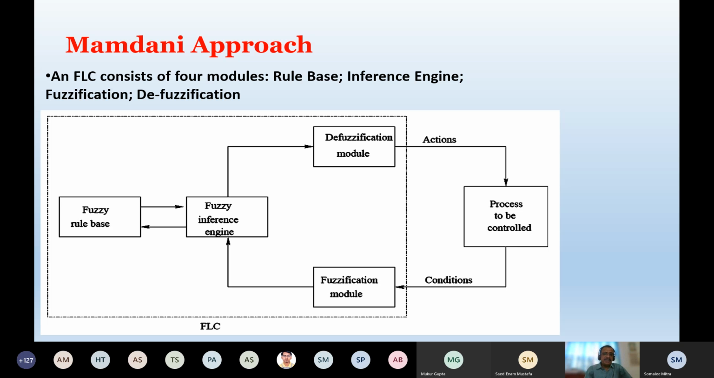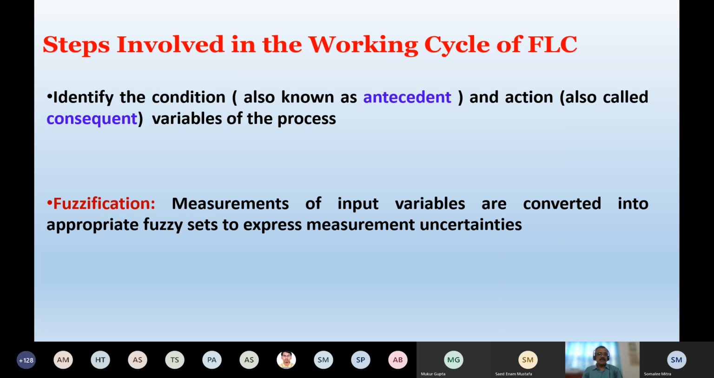Now here I have written that an FLC consists of 4 modules: rule base, inference engine, fuzzification module, and defuzzification module. I hope I'm clear to all of you. But if there is any doubt, I'll give you some time at the end of today's discussion and I'll try my level best to clear your doubts. You just wait a little bit.